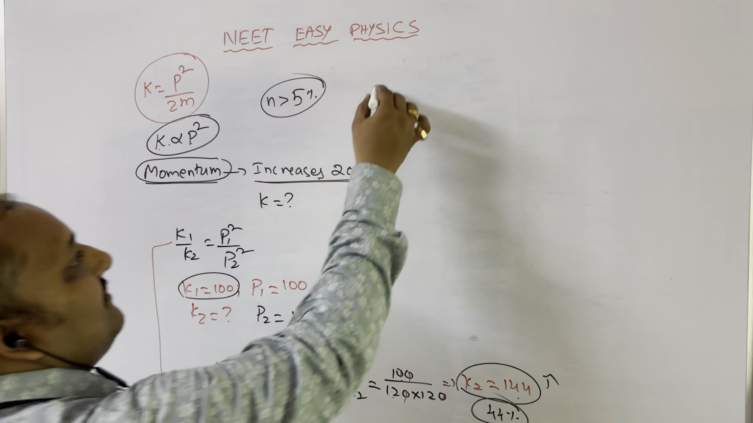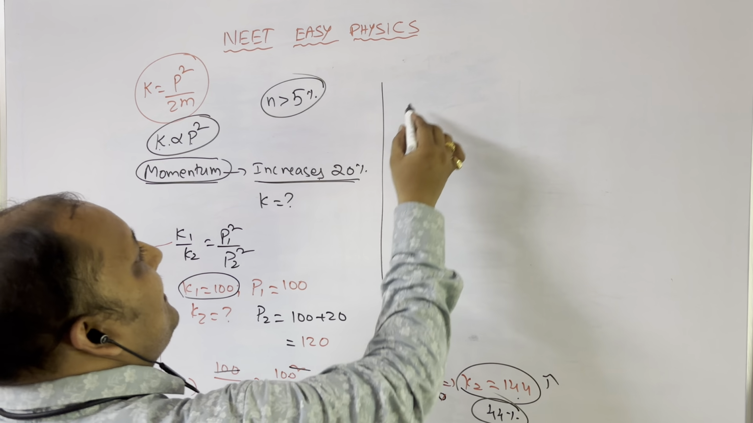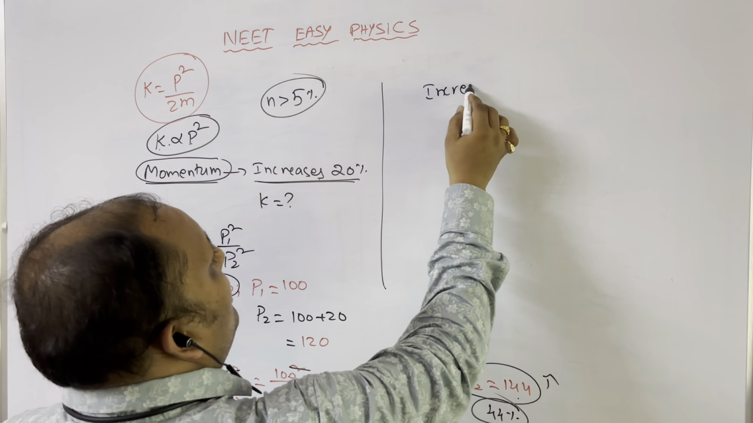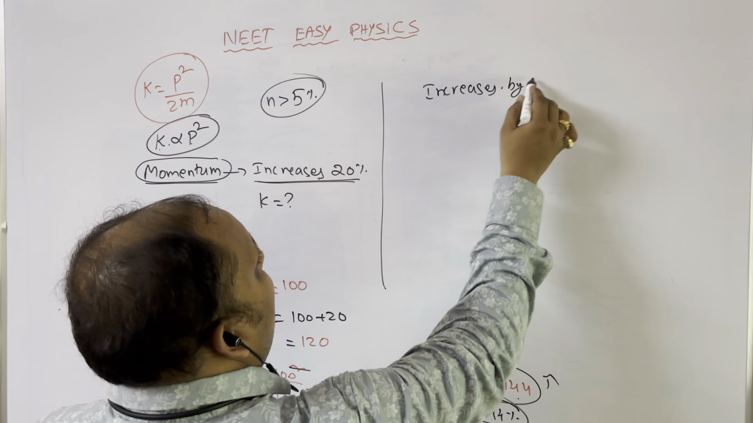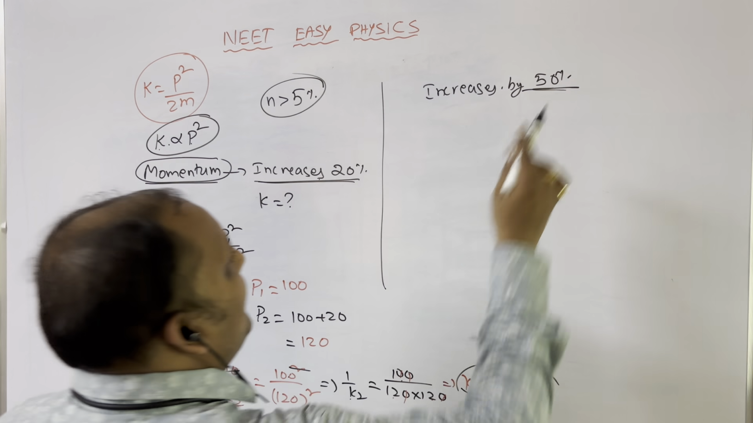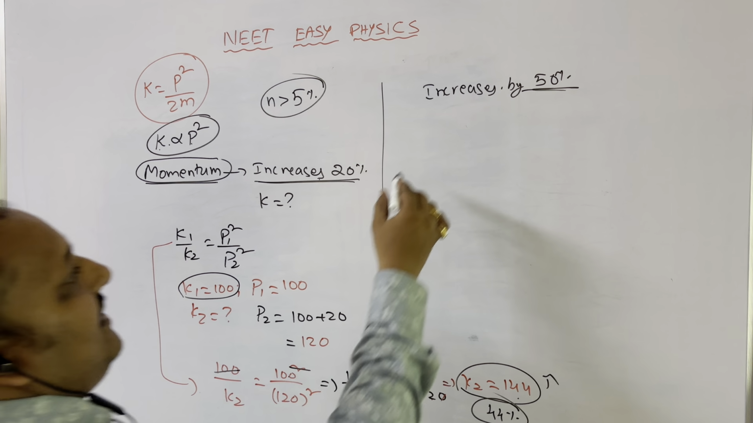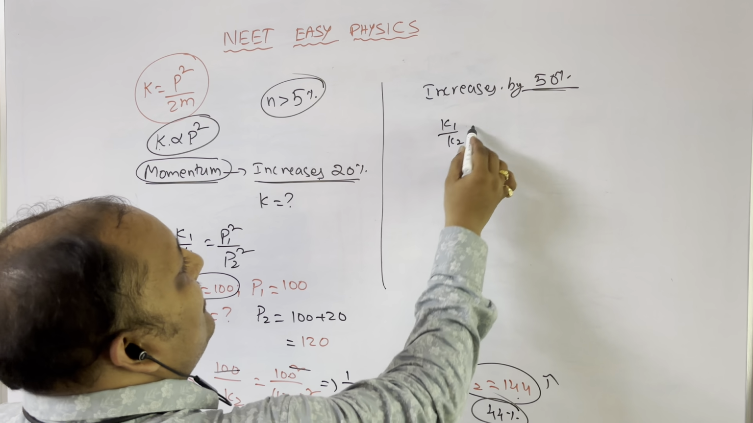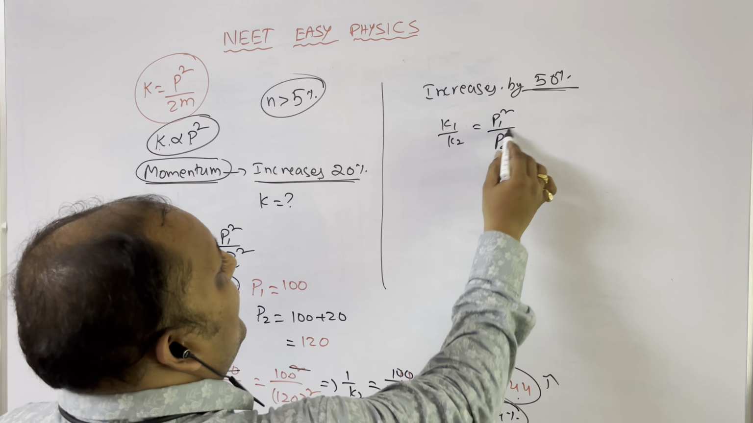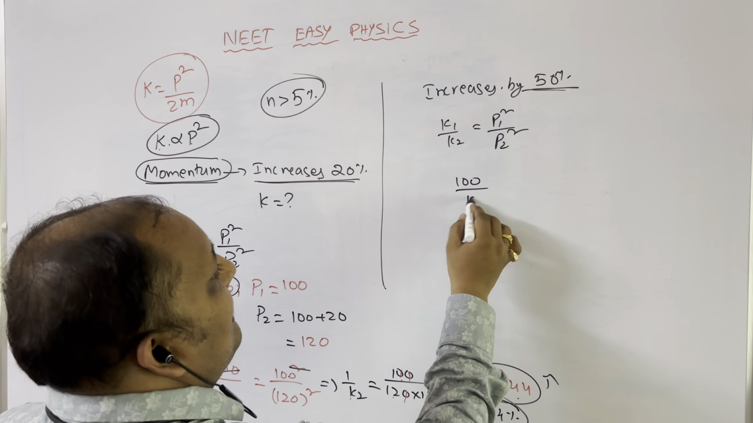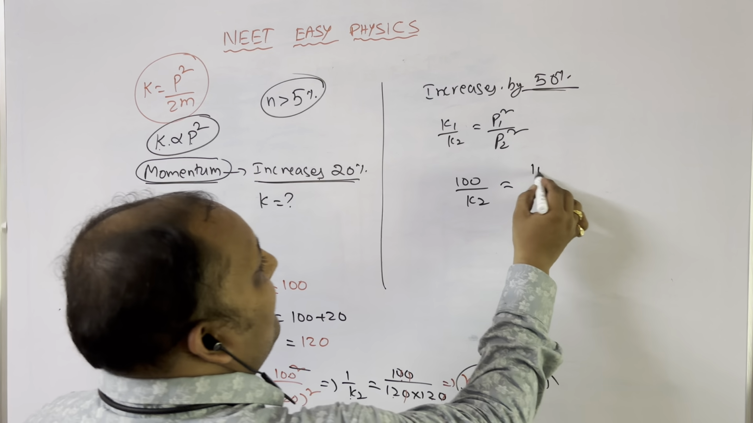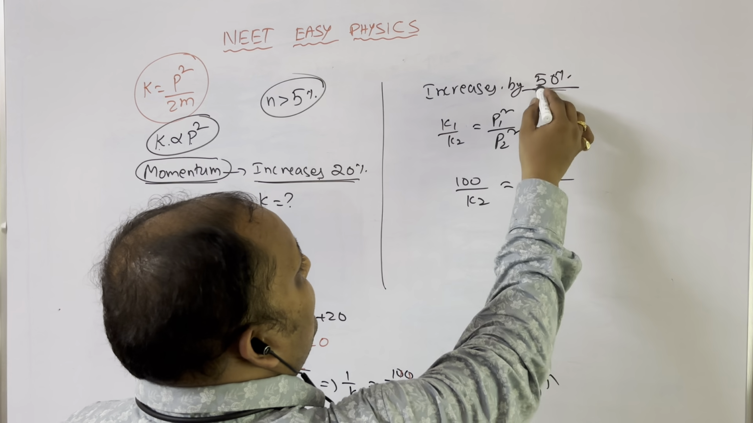Now you can try, if momentum increases by 50%, what happens to kinetic energy? Again you have to take the same, K1 by K2 is equal to P1 square by P2 square. 100 by K2 equal to, what is P1 we have taken? 100 square. What is P2 now?